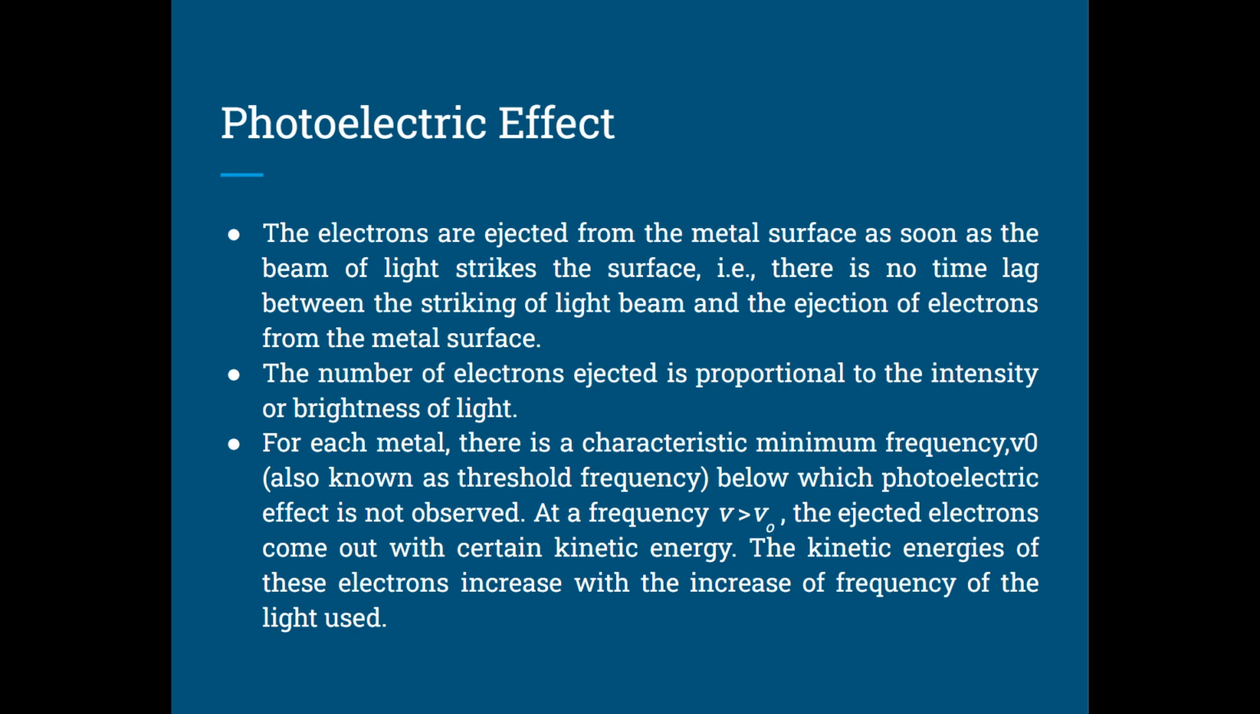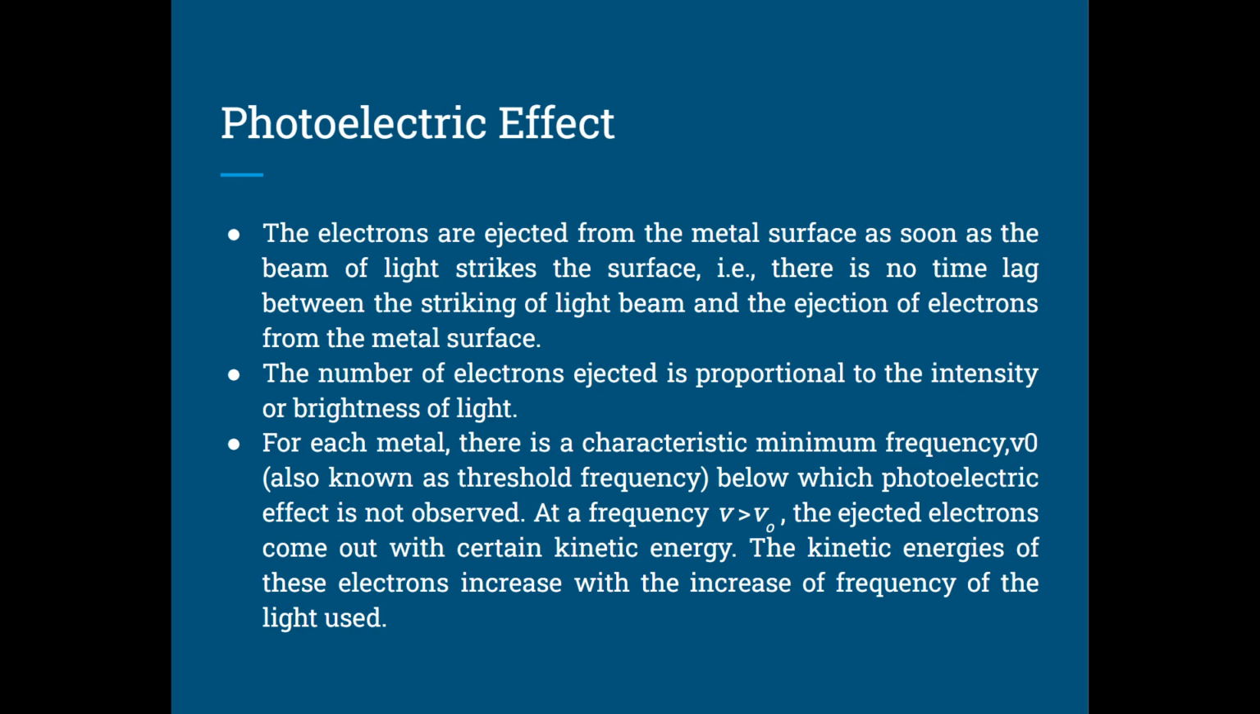Okay, so let's go through the second and third point. The second point says the number of electrons ejected is proportional to the intensity or brightness of light. These two points are very important. First, the number of electrons being ejected is directly proportional to the intensity of light. Also, the kinetic energy does not depend upon this intensity.